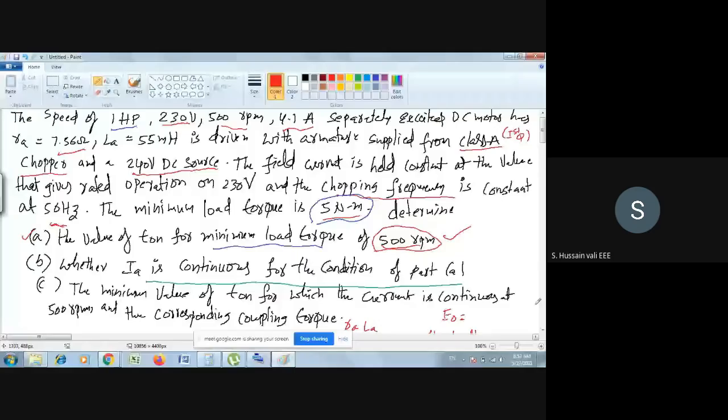So the question is that the speed of 1 horsepower, 230 volt, 500 rpm, 4.1 ampere separate axle DC motor has RA is driven with armature supplied from class A chopper and a 240 volt DC source.